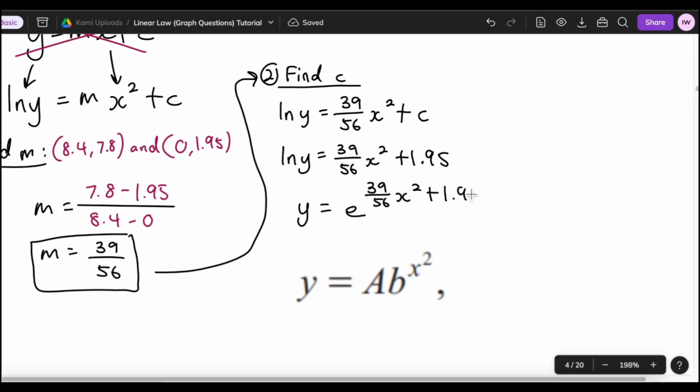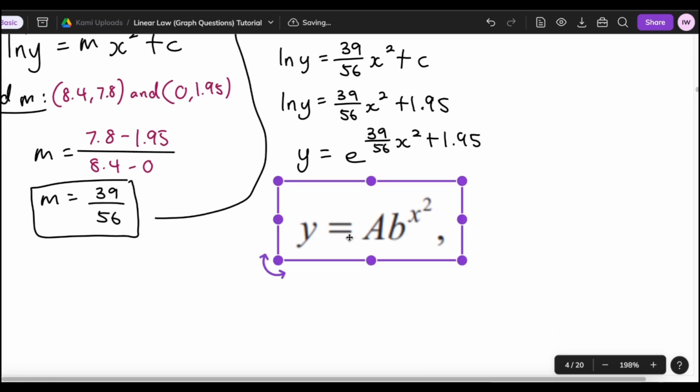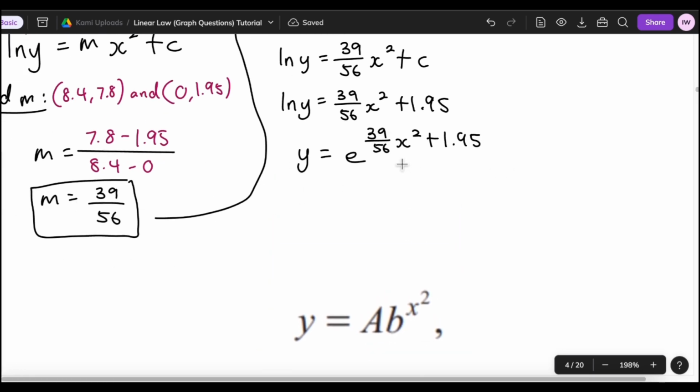So you would be looking at something like this. Y is equal to e power 39 over 56 x squared plus 1.95. Now, also very similarly to the last question, the format that they've given the answer in is one number multiplied by another. And right now we have just one number on its own with all the powers jammed into one. So we're going to try and split up these two powers using the laws of indices.